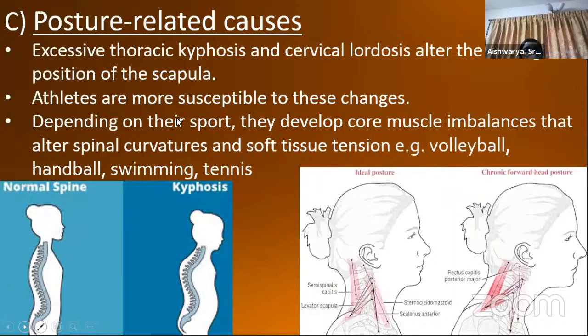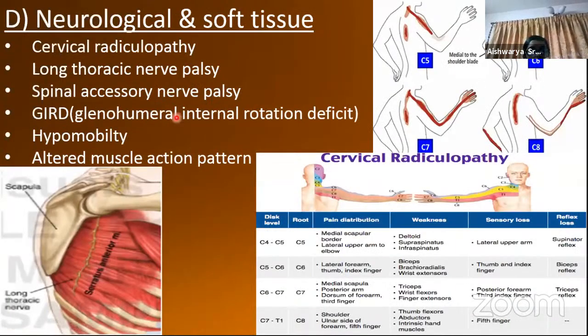Now coming to the neurological and soft tissue causes. So the major cause is cervical radiculopathy, that is when you have a tingling sensation from the neck going up to your arm. Why does that happen? Because one of the cervical nerve roots has been impinged, compressed, or palsied. So when that happens, obviously the nerve supply and the impulse transmission to the muscles of the scapula and the shoulder is getting hindered. When that happens, it becomes weak. When weakness occurs, there's reduced strength to hold the scapula in position, as you can see here, and therefore it gets displaced from its resting position and movement.